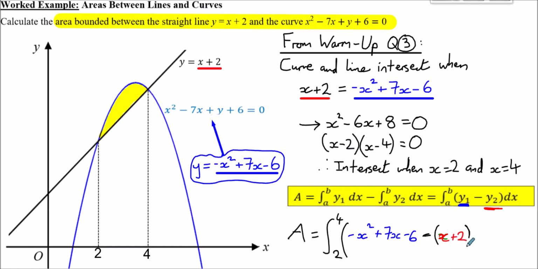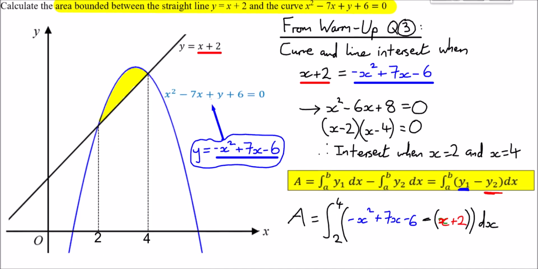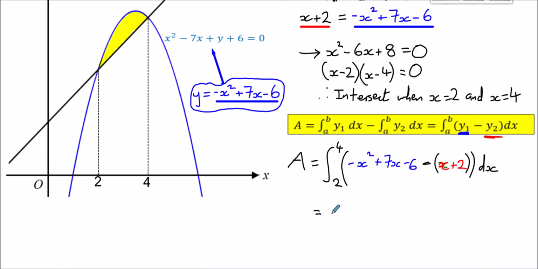So I want to integrate all of that with respect to x. Obviously this can be neatened up, can't it, to give ourselves a bit more space. I'll show you another way as well in a moment. So between 4 and 2, we can neaten this up. We've got minus x squared, 7x minus an x. That gives us positive 6x. So I need to write that down now, positive 6x. Then minus 6 minus another 2, that's minus 8. So this is what we're integrating.